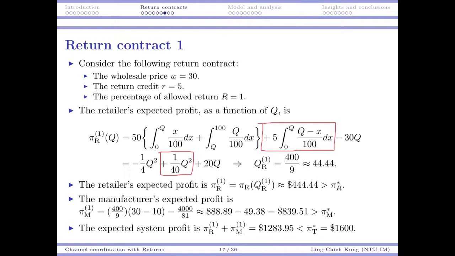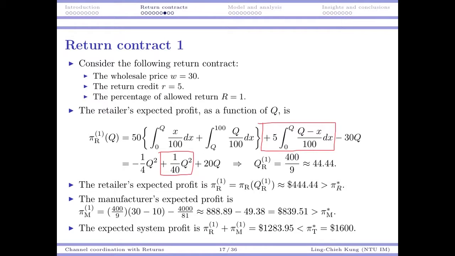With this objective function, we can show that the optimal order quantity slightly increased from 40 to 44.44. And then the retailer's expected profit can also become larger. This result is not very surprising, right? Previously, before we are using the return contract, the wholesale contract is just saying that the wholesale price is 30, but you are not allowed to return. Now, some products are allowed to be returned, so the retailer is, of course, getting more money. Okay? So the retailer is better off.